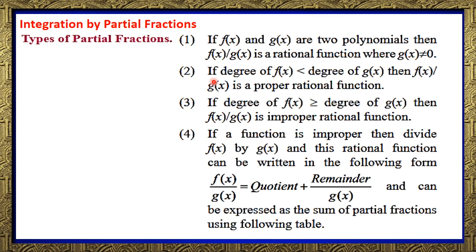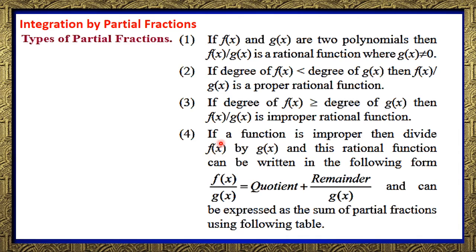And if degree of f of x is less than degree of g of x, then f of x upon g of x is a proper rational function. Proper fraction we have already learned in smaller classes. Here in case of functions it is called a proper rational function if the degree of numerator is less than the degree of denominator. Now the other case: if degree of f of x is greater than or equal to degree of g of x, then f of x upon g of x is an improper rational function.